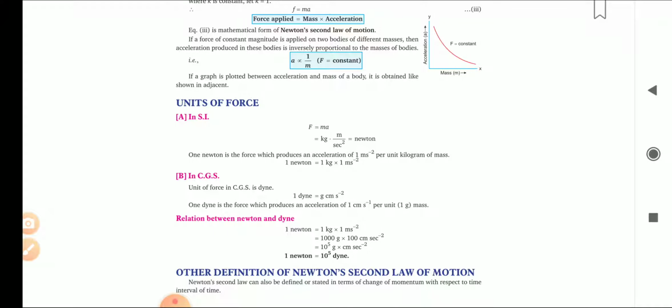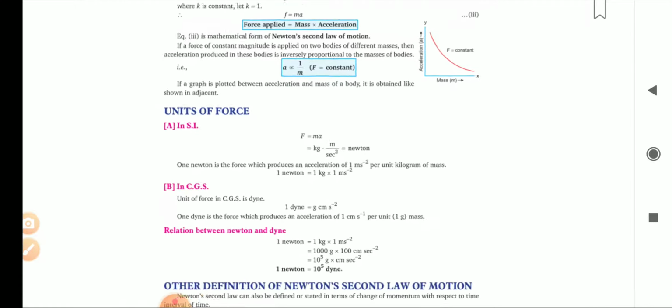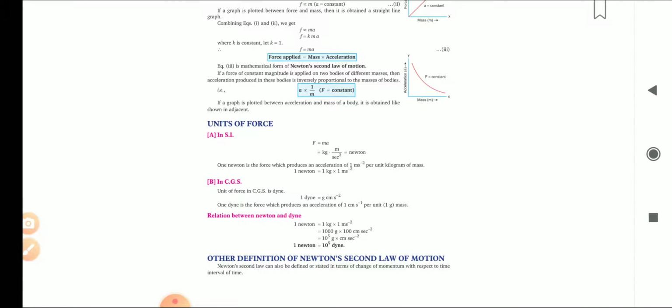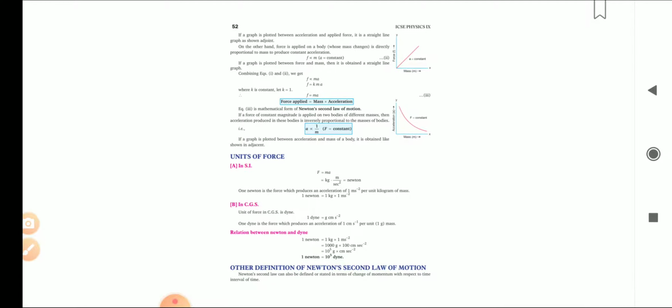So from this very basic equation F equals ma, you can get a equals F by m, or acceleration is inversely proportional to the mass. That is, if a force of constant magnitude is applied on two bodies of different masses, then the acceleration produced in these bodies is inversely proportional to the masses of the bodies. So you will get a curved-shape graph between acceleration and mass, because they are inversely proportional, there is no direct relationship, and force remains constant.